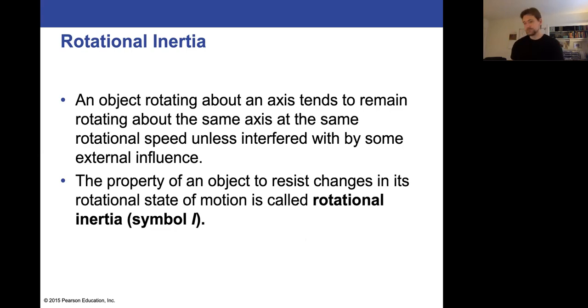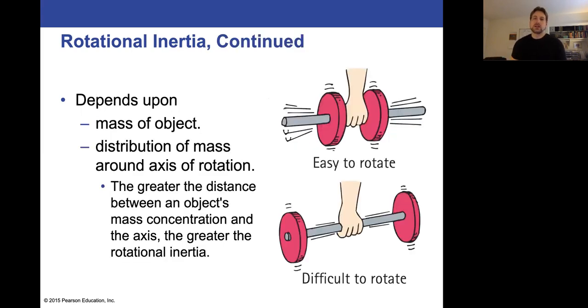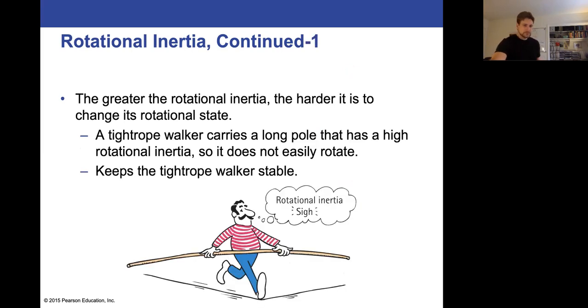Now, the thing about that is that, yes, it depends on the mass of the object. The more massive the thing is, the more it's going to want to continue rotating the way that it is rotating. But it also depends on how that mass is distributed relative to the axis around which we're trying to get the thing to rotate. The greater the rotational inertia, the harder it is to change the rotational state.